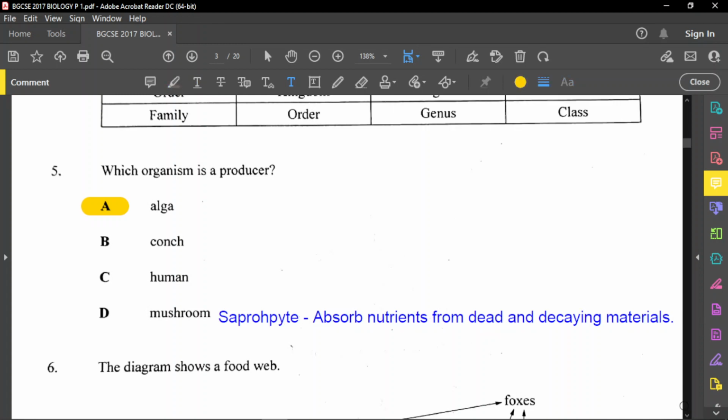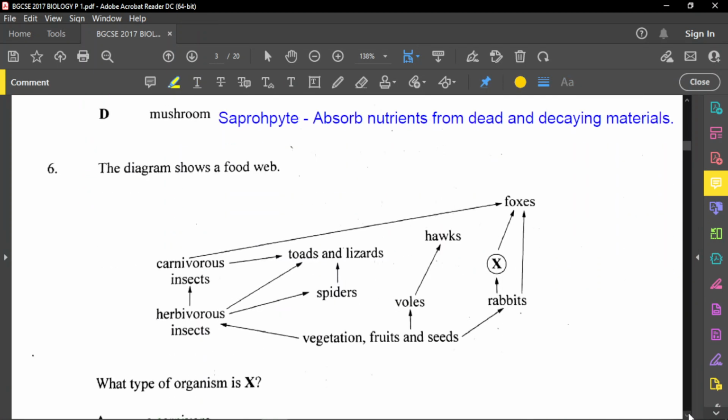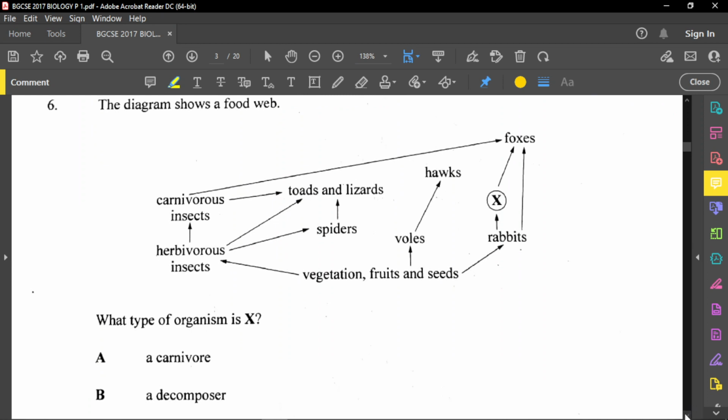All right, so let's go to the next question. This is question number 6. Question number 6 says a diagram shows a food web. What type of organism is X? Now, X is eating the rabbit and then gets eaten by the fox. Well, what is eating it is not important, but what it is eating is what classifies it. So we look at what it is eating. It is eating the rabbit, and it's only eating the rabbit alone.